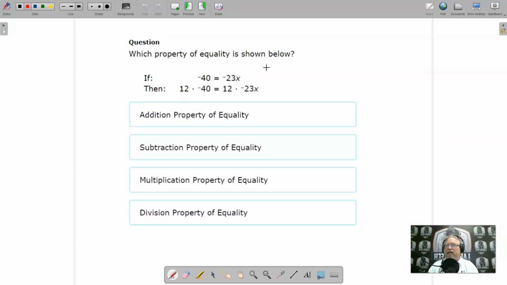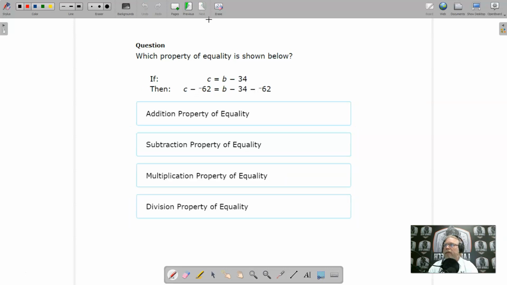Which property of equality is shown below? Well, here we have negative 40. Here we have negative 23x. Here we have negative 40. Here we have negative 23x. What's changed from one statement to the other? Well, both sides are being multiplied times 12. So since we are multiplying both sides by 12, this is the multiplication property of equality.